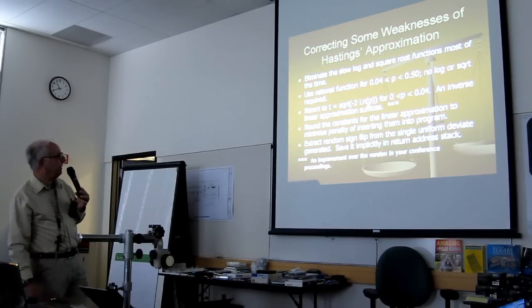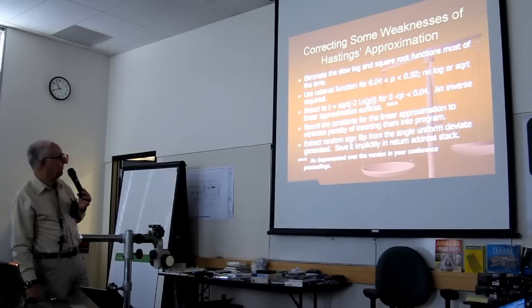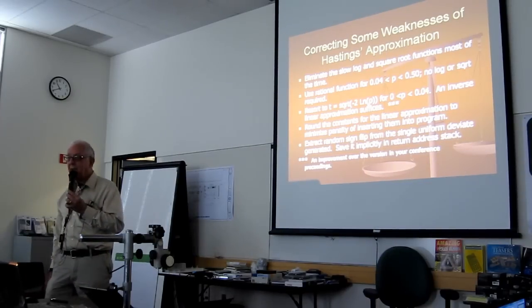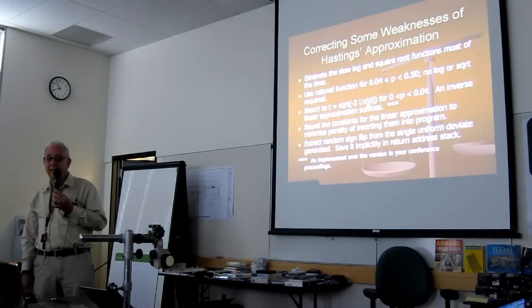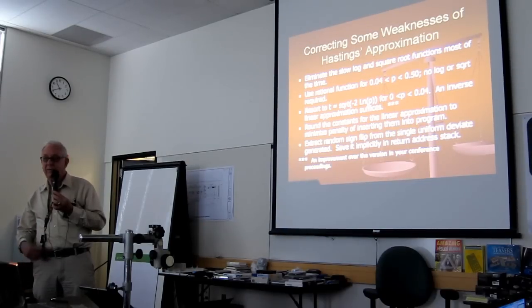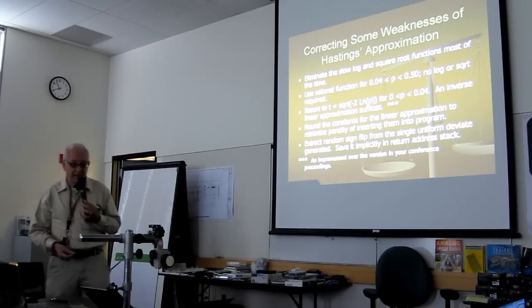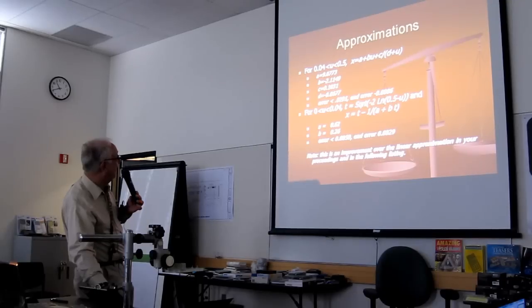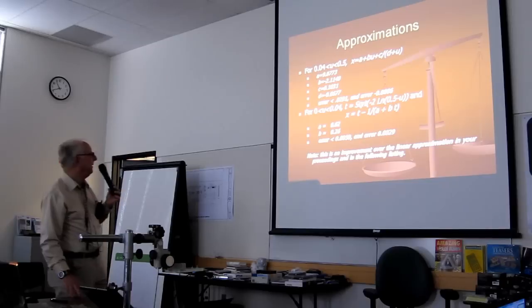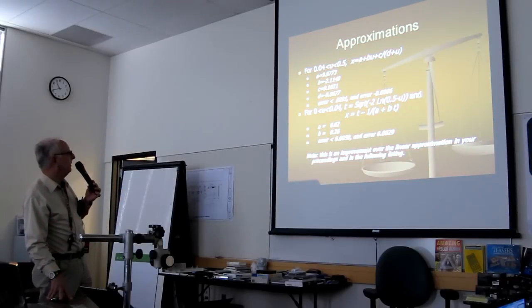Now, what about the random sign flip? What I do is generate a uniform number from 0 to 1, and if the number is greater than 0.5, I flip the sign. And I do this by storing the sign flip information implicitly in the return address stack. So here's the actual approximations that I came up with. You see, it's a linear plus an inverse linear.